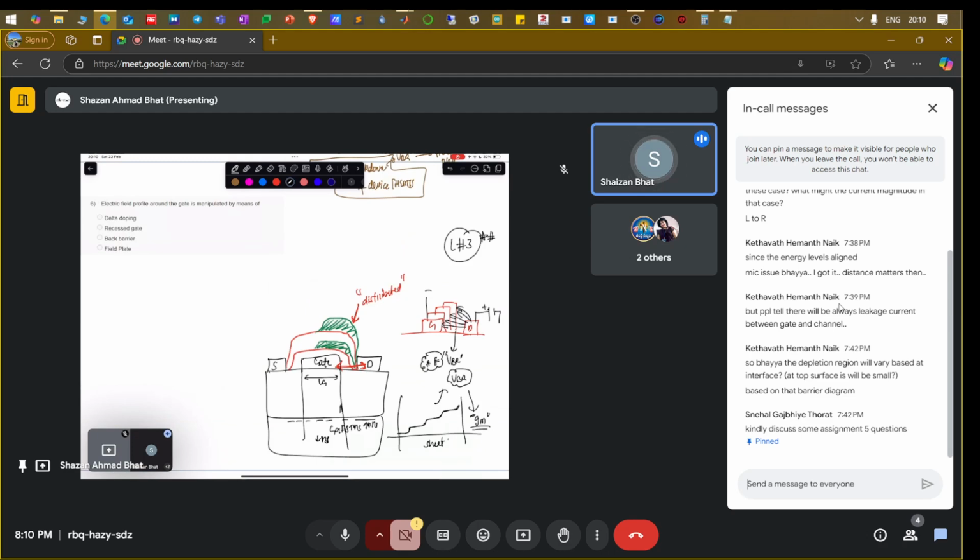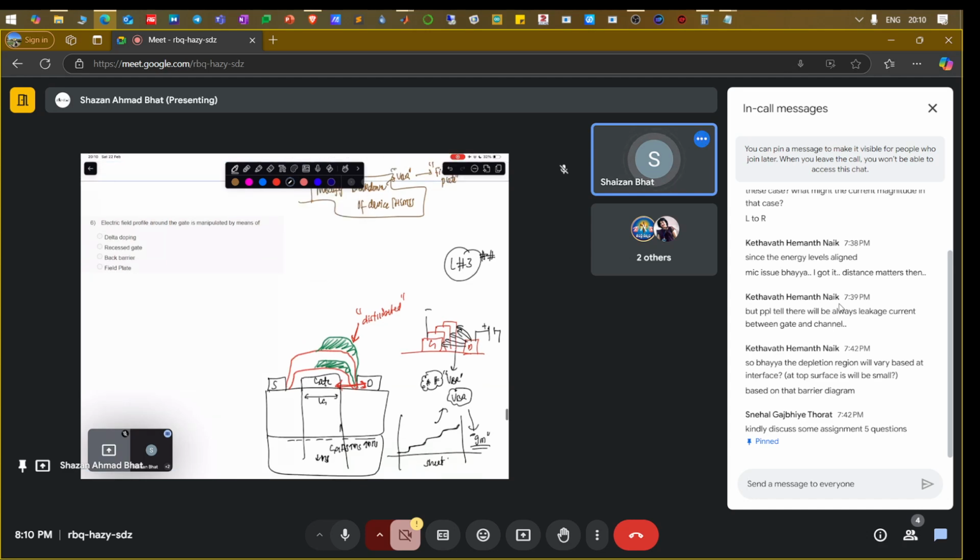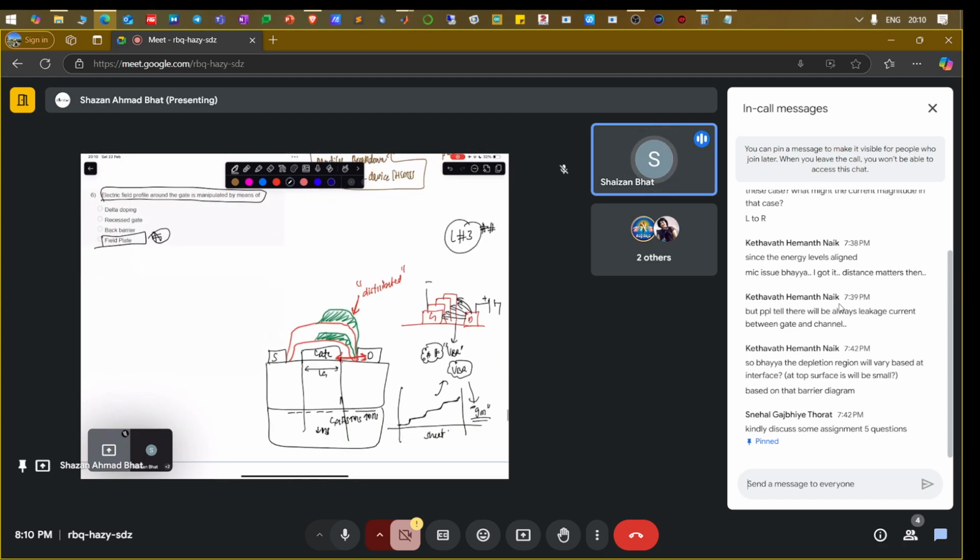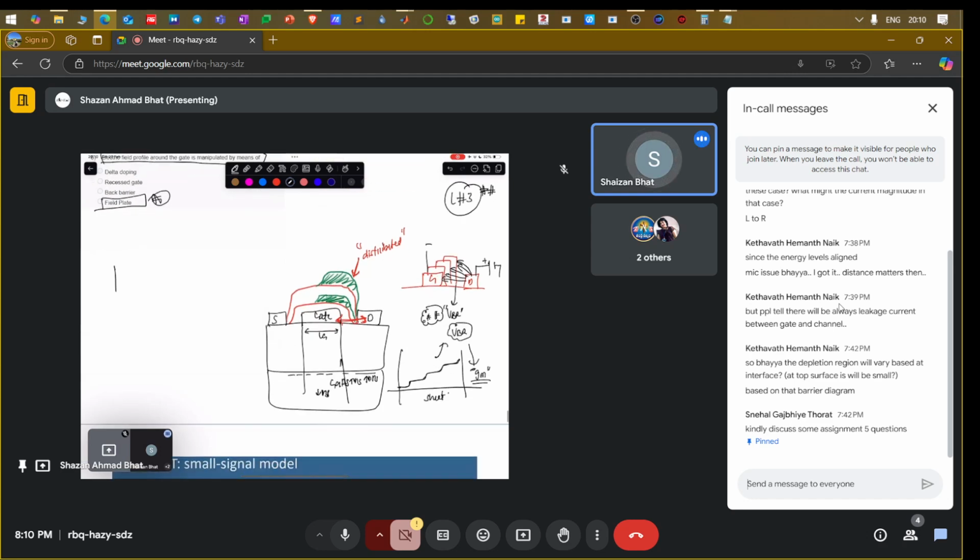Okay, so now what is going to happen? The electric field profile around the gate is manipulated by means of field plates. This is the field plate concept. And there are other considerations also. We might have talked about something called gate recess, which has some thermal considerations as well as field considerations, in order to make the device performance better. So this is gate recess, these grooves.